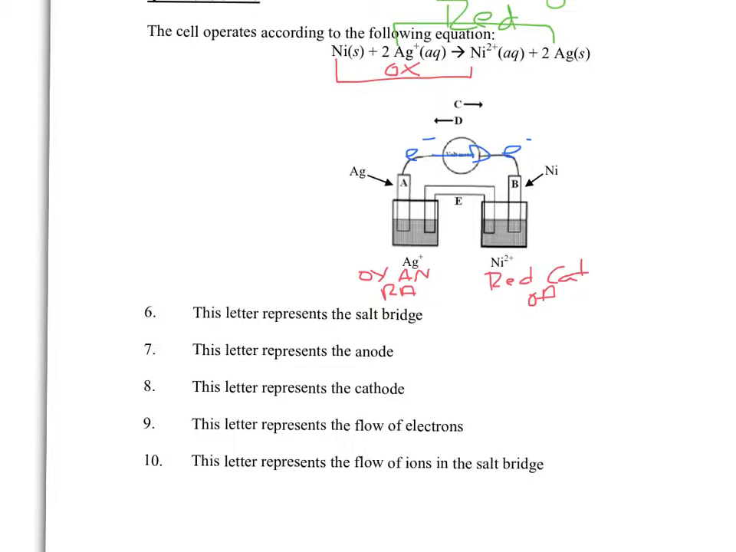What's happening to the silver piece of metal? What do we know about the anode? Anode is oxidizing. So what's happening? It's falling off into solution. So what's happening to the mass of the silver? It's going down, right? So what's happening at the cathode? It's getting bigger, right? So our mass is increasing.